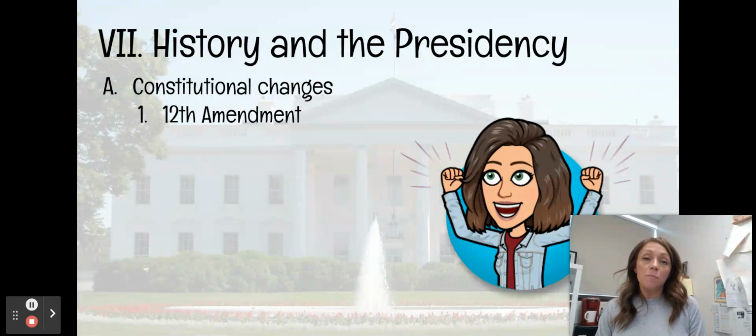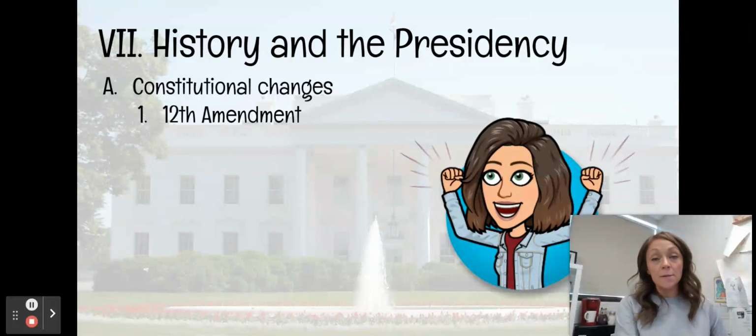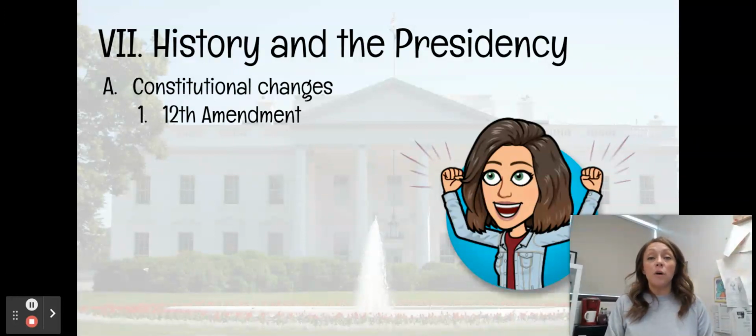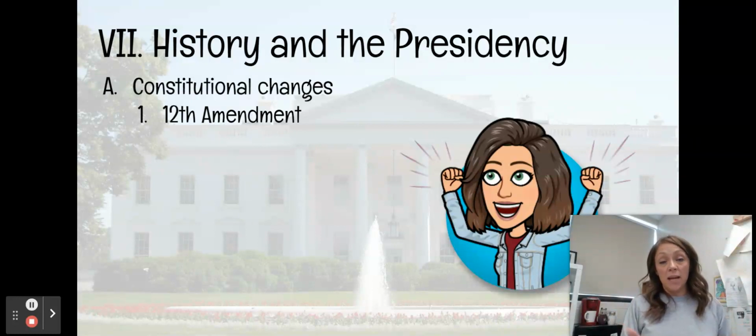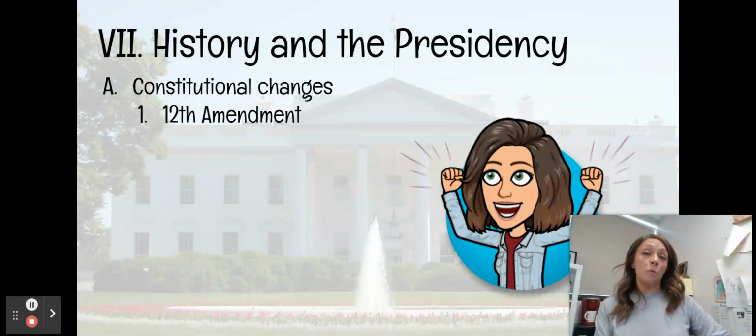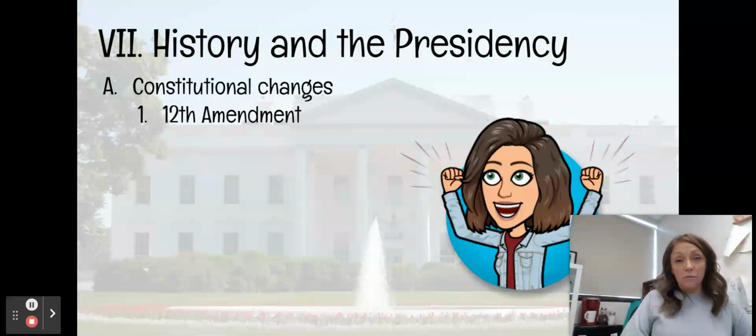The 12th Amendment, which was passed in the 1800s, is the amendment that changes the way that presidents are elected using the Electoral College process. So the 12th Amendment requires that the Electoral College vote separately on the president and the vice president. Okay, so they get a separate ballot for president than they do for vice president.